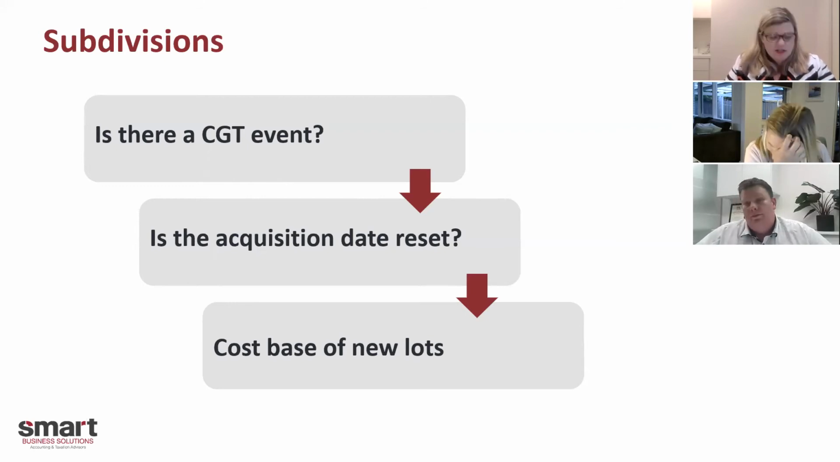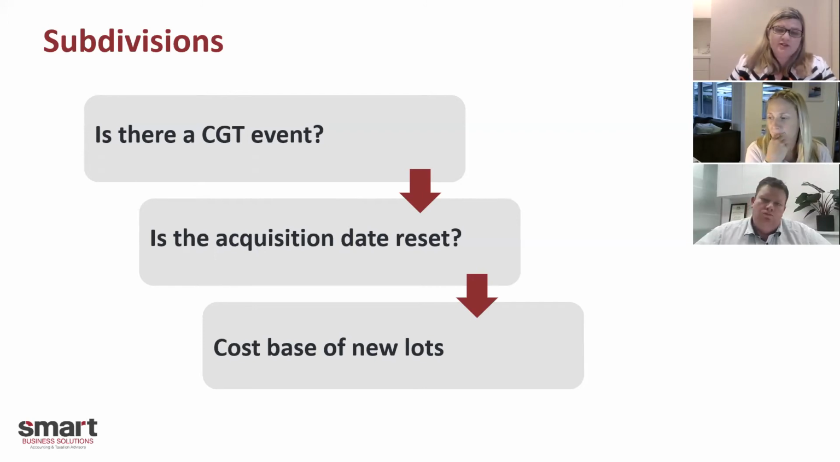Now, one thing I do want to highlight here, and it goes back a bit to that prior example I just talked about, is partitioning. Now, partitioning is basically subdivision and splitting of ownership. As I mentioned earlier, the subdividing doesn't in itself cause a CGT event, you haven't sold it. But if there's a change of ownership, it can.